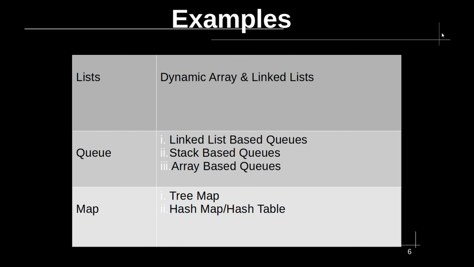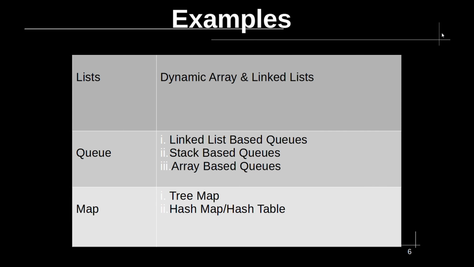Here are some examples of abstract data types on the left hand side and some possible underlying implementation on the right hand side. As you can see, a list can be implemented in two ways. We have dynamic arrays and linked lists. They both provide ways of adding, removing, and indexing elements in a list.